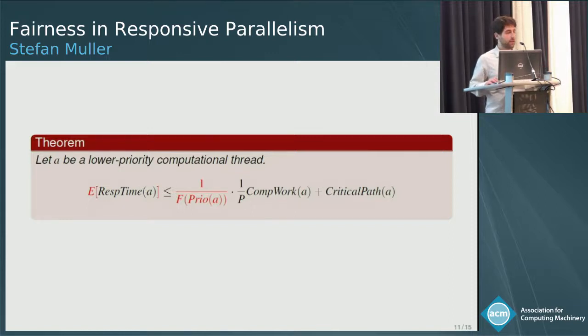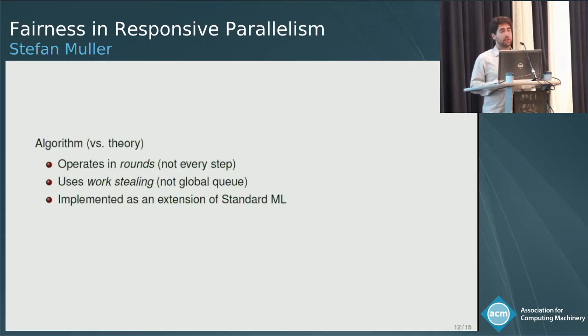But otherwise, that's it. So now I briefly want to specify the algorithm that we've actually implemented, which takes into account a couple of practical considerations not taken into account by the theory. For example, the algorithm operates in rounds of a fixed length rather than rebalancing priorities at every step, which would be impractical. Rather than use a global queue of threads that are available to run, it balances using work stealing, and it's implemented as an extension of standard ML, as opposed to the theory, which is implemented on paper.